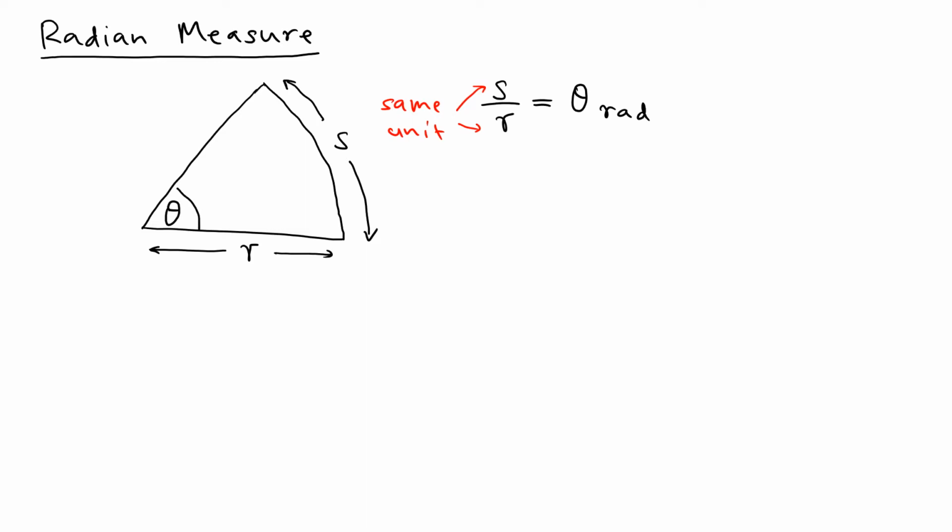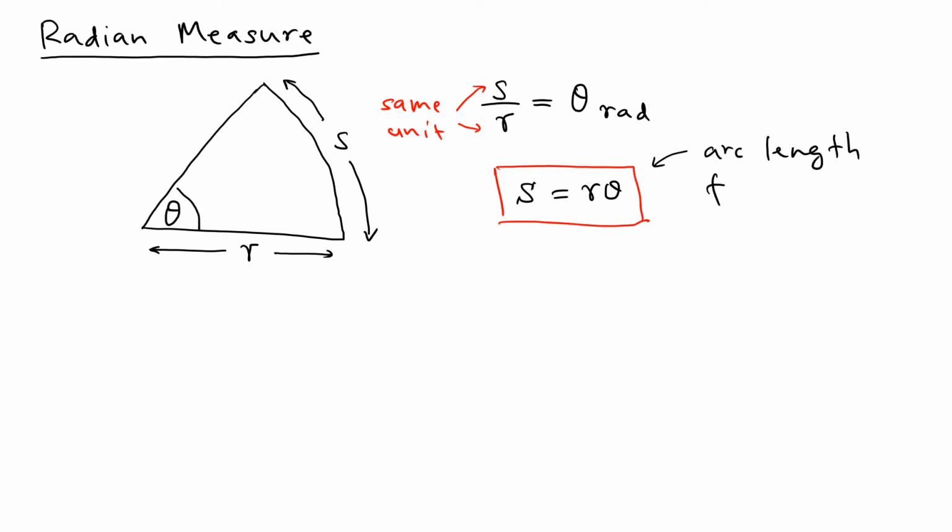So now from this we can have this formula. If you cross multiply, you can see that S equals R theta. So we have this very interesting formula from radian. The arc length is radius times the angle, but theta has to be in radian. We call this the arc length formula. This will be useful later.